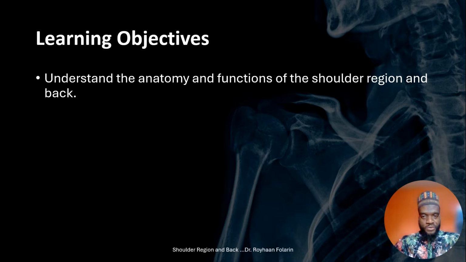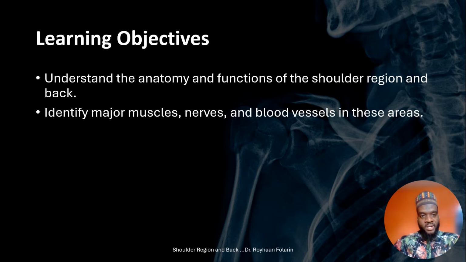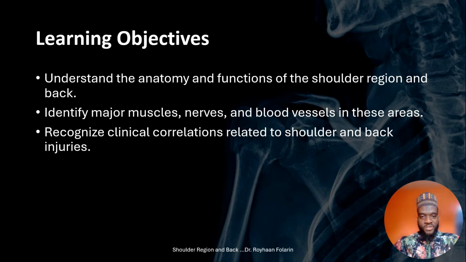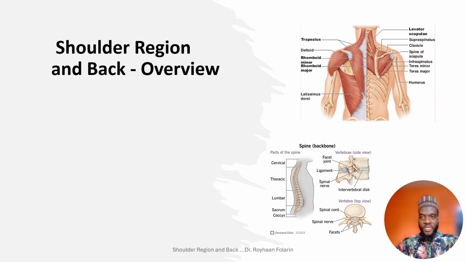the functions of both of these regions, that's the shoulder and the back, and identify major muscles, nerves, and blood vessels in both of these areas, and be able to recognize some clinical correlations that are related to both of these regions. So let's go in further.